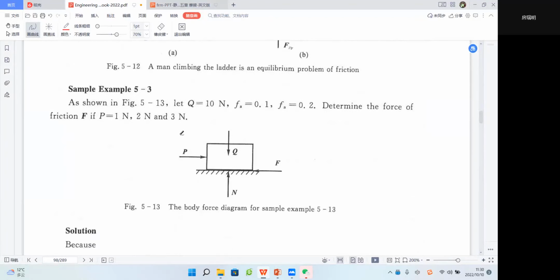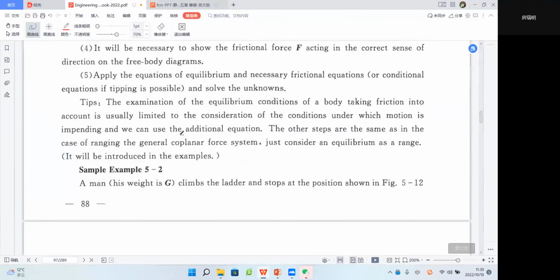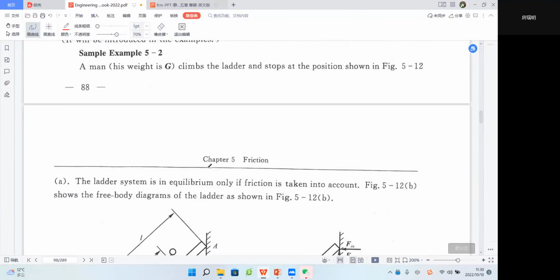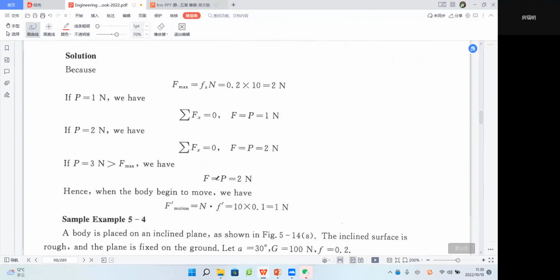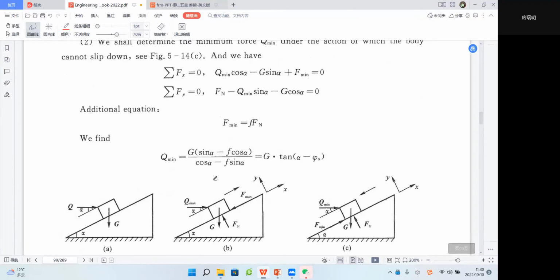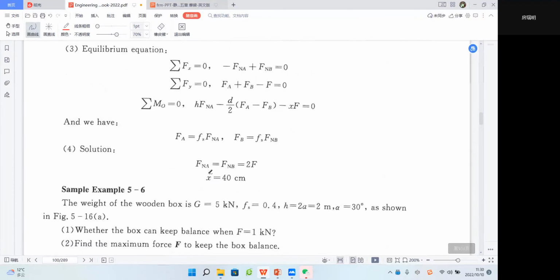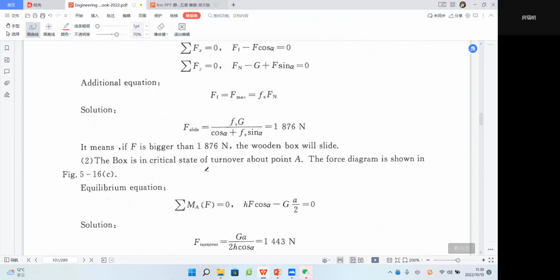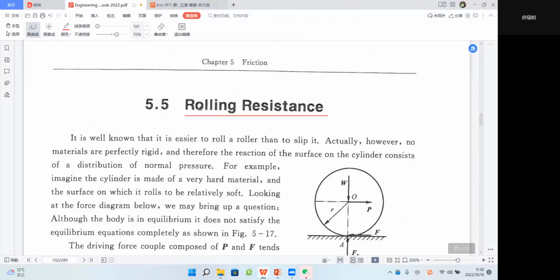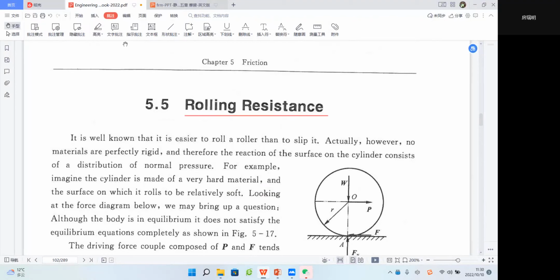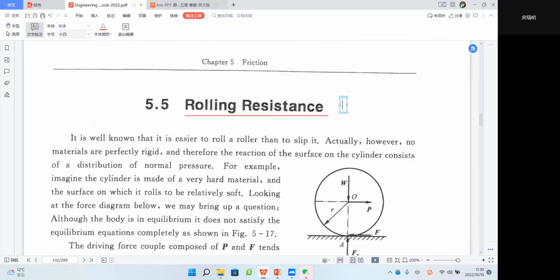We will not touch this topic together today. There is a little more about this friction chapter I want you guys to know, which is rolling resistance. I only hope you guys can have some basic concept. We call that in Chinese 滚动摩阻.